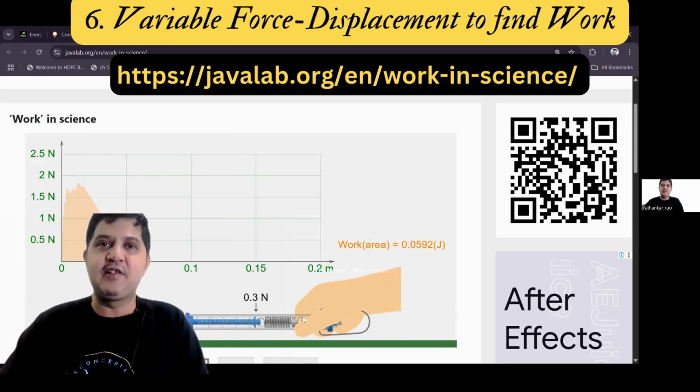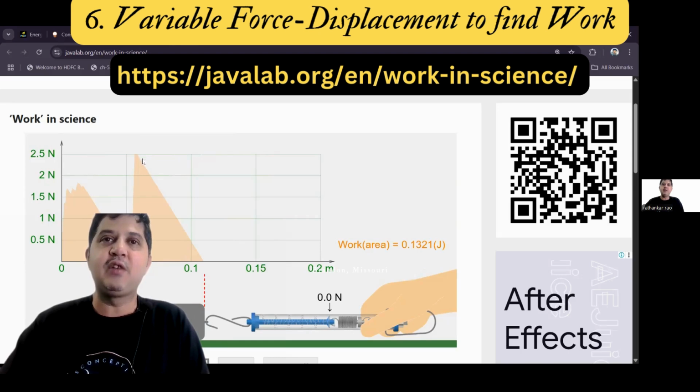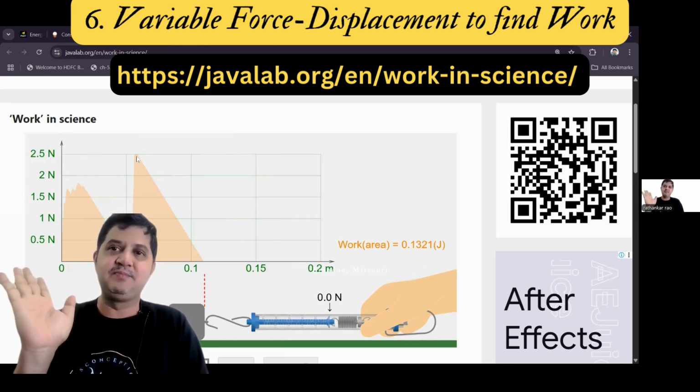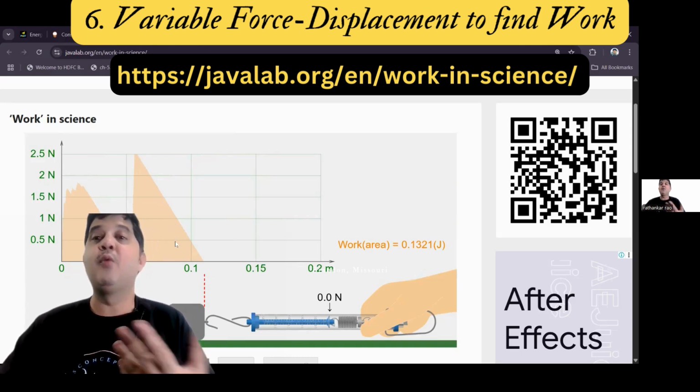If I still pull it once again here, see, once again, right? So I immediately applied a force. I applied a larger force over here, 2.5 Newton, and then I pulled it only for a very short interval of time, and then I released it. I did not do anything. And as a result of it, the force became zero. And how did it become zero? It gradually declined.